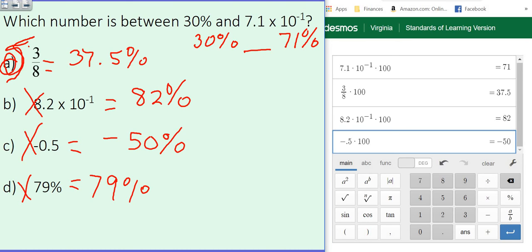Is 37.5% between 30 and 71? It absolutely is. This is the number that fits between there. So you just have to be careful when they ask you a problem like this. Convert everything that isn't a percent into a percent by multiplying by 100, and then just carefully read through it so you don't make a silly mistake. Okay? That's it for ordering.